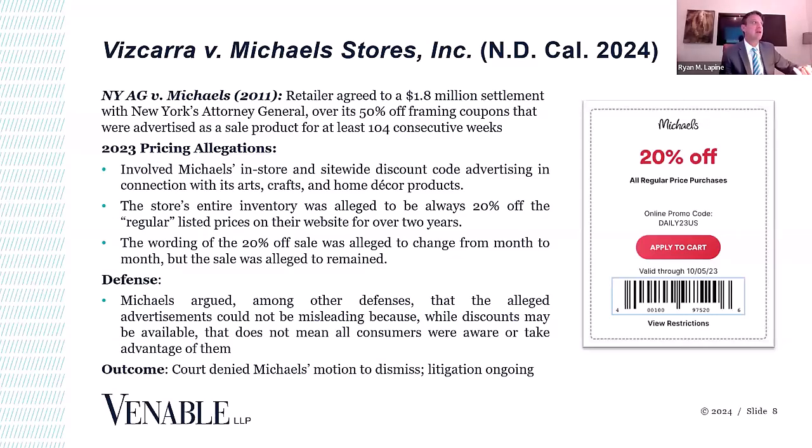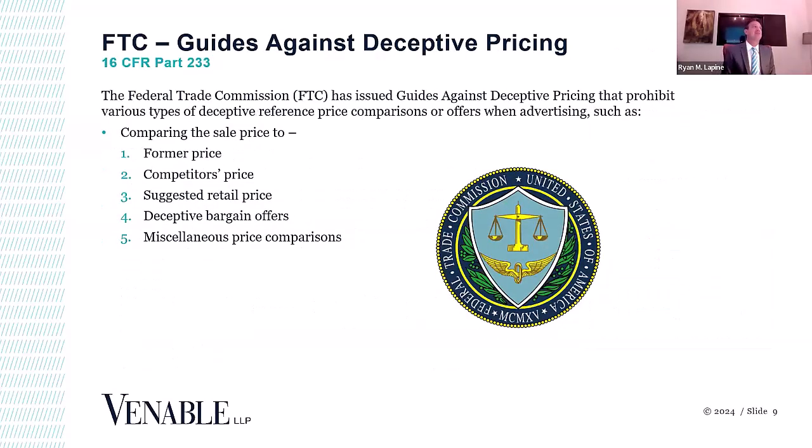And interestingly, as Melissa mentioned, this is something that Michael's ran afoul of in 2011. So to find them here again is interesting. I want to go back to that same period of 2011 on our next slide. Actually, we're going to get there in a bit. I want to talk about the FTC guidelines.